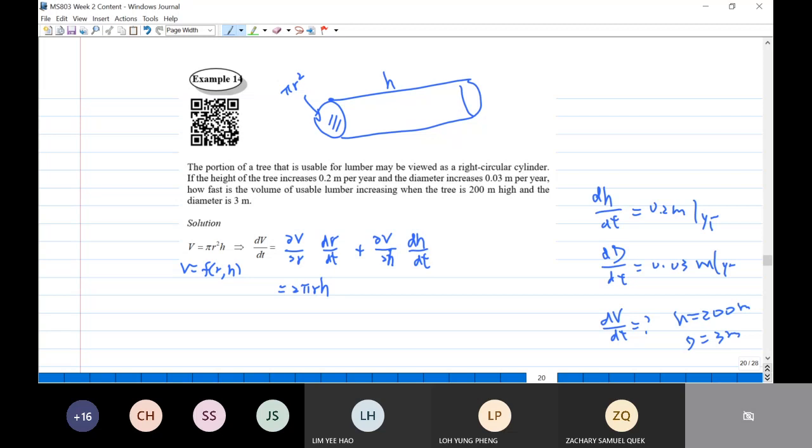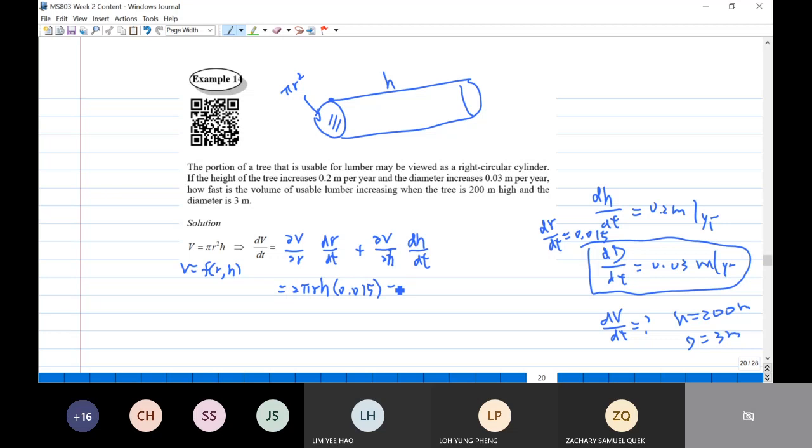Differentiate R with respect to T. It's given as 0.03, or what is it? Should we convert the radius to diameter instead? Okay, never mind. The diameter is twice the radius, so dR/dt is equal to 0.015. So use 0.015.